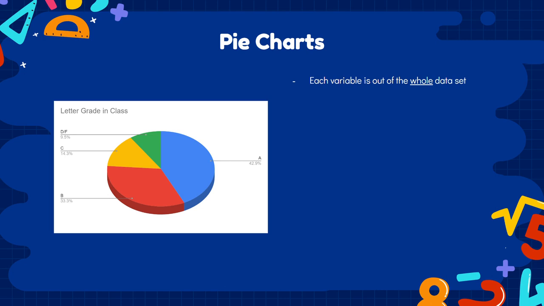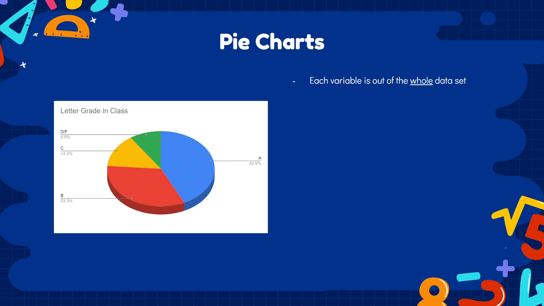pie charts. This one is like really common. It's about as common as the bar chart. So a pie chart just tells you what each category is out of the entire data set. So if you're looking at the letter grade in the class, right? 42.9% of people finish with an A, right? A third of them finish with a B. 14.3%, you know, they got through with the C, right? And then 9.5% had a rough year, right? So that's all a pie chart is. It's out of a whole what percent the different things were, right?